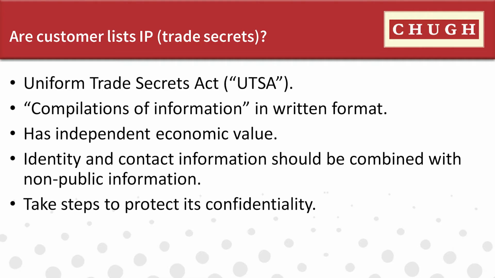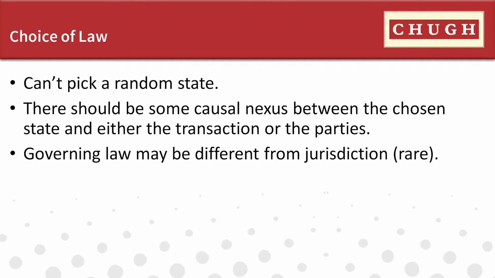So now obviously the relationship has broken down and you need to determine where you're going to litigate this matter. Most contracts, almost all contracts, have a choice of law section in the contract. The choice of law section, you can't pick a random state. There needs to be some causal nexus between the state that you've chosen and either the transaction or the parties. So for example, let's say I'm a California corporation and I'm doing business with a Nevada corporation and the business is happening in Texas.